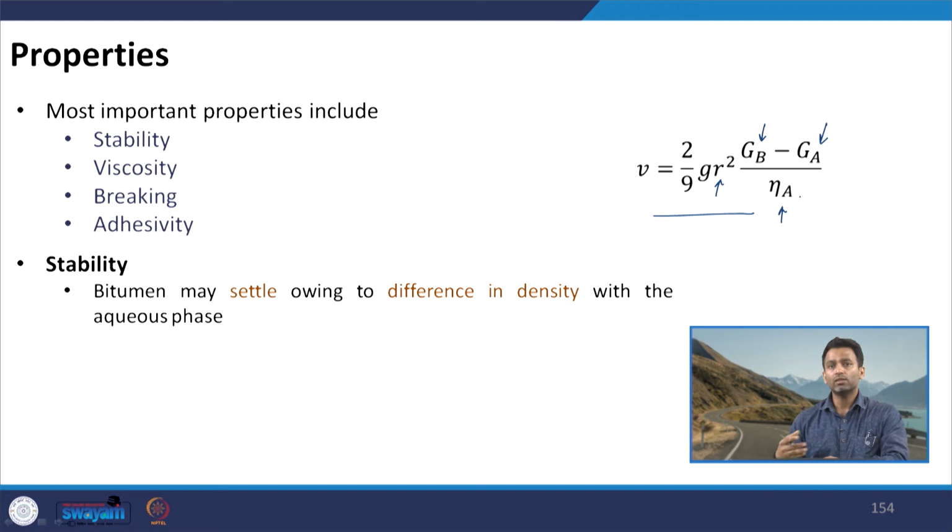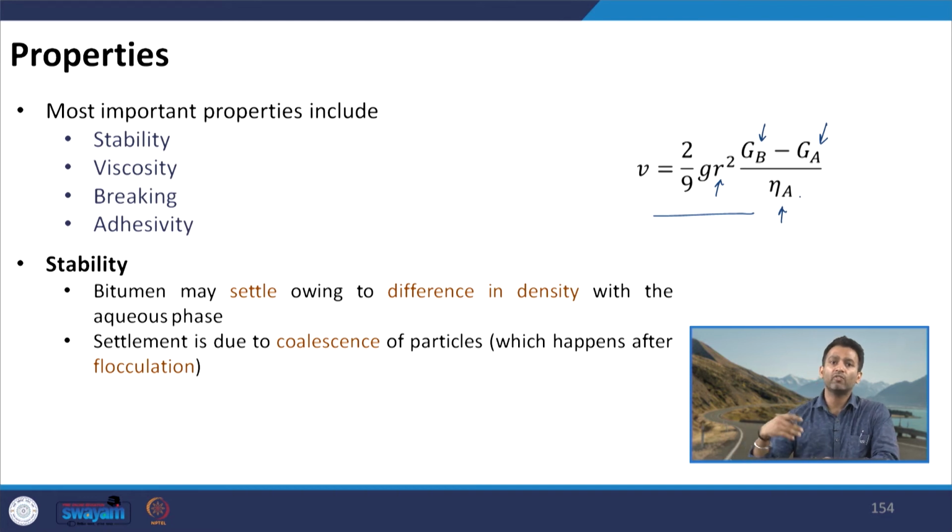So, looking at these factors, we can try to understand what can be done to improve the stability or to prevent the settling. Settlement basically is a time bound process. How it happens is that first the bitumen particles will come close to each other. Once the bitumen particles come close to each other, this process is called flocculation. Till now the bitumen particles have not fused into each other, so this is a reversible process.